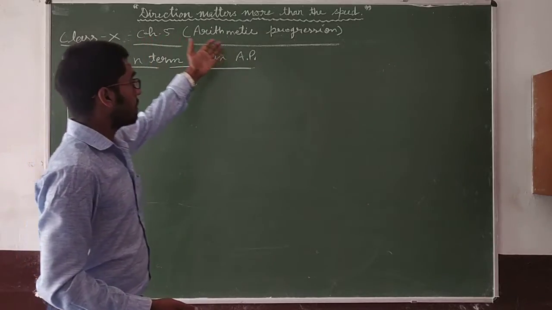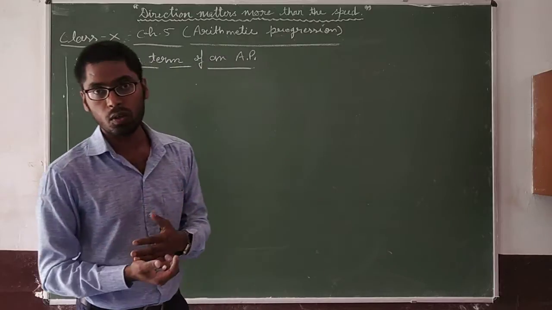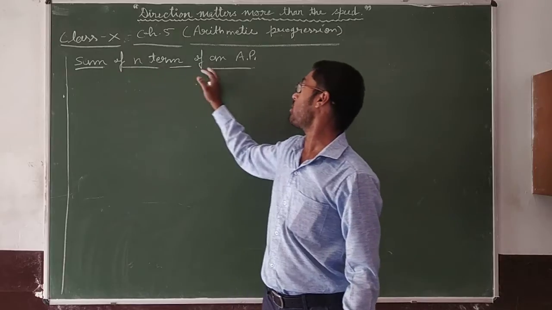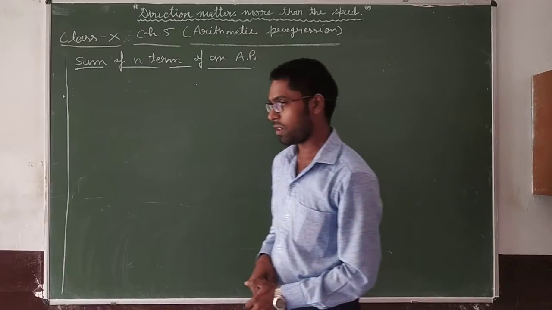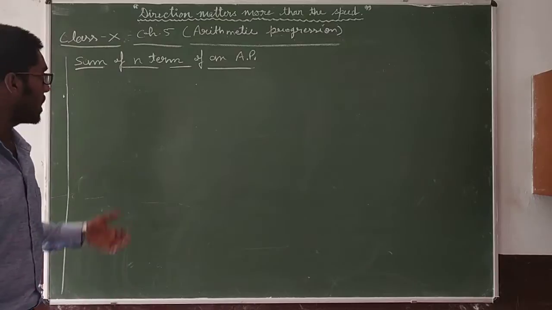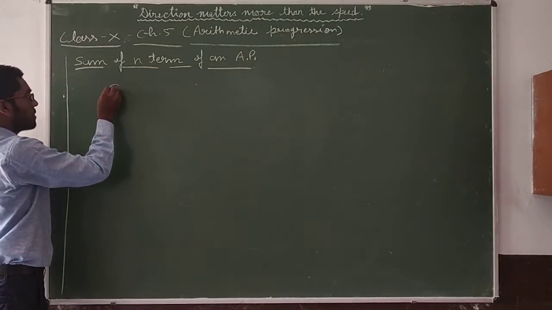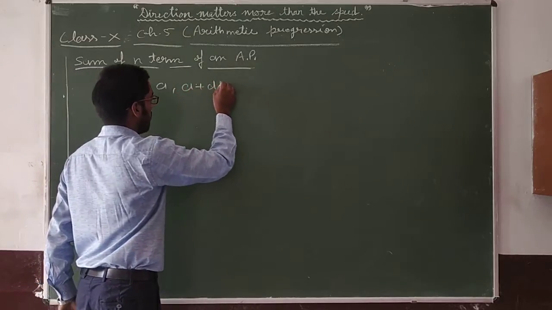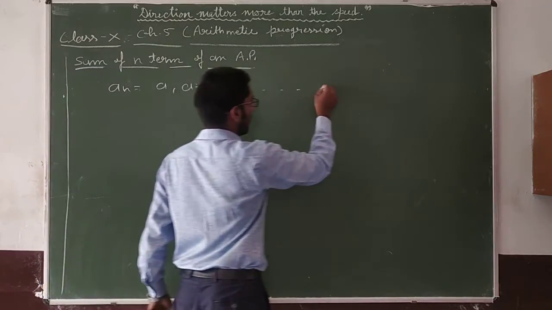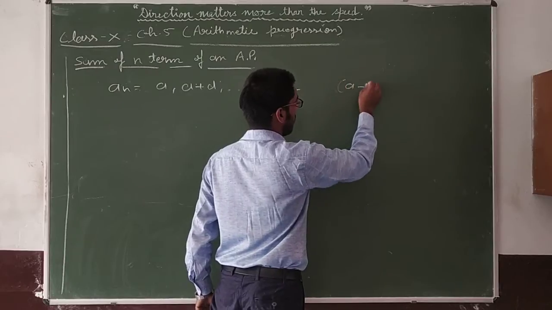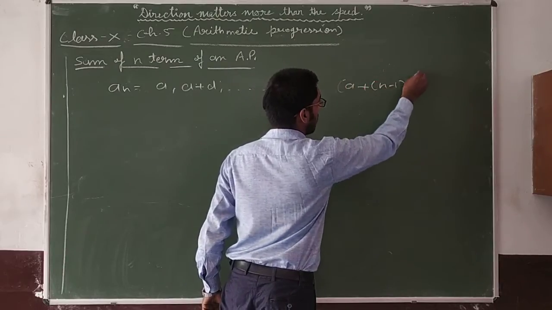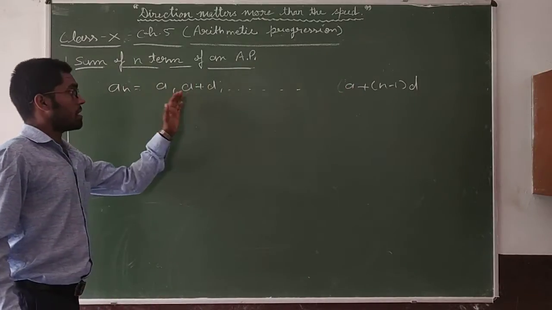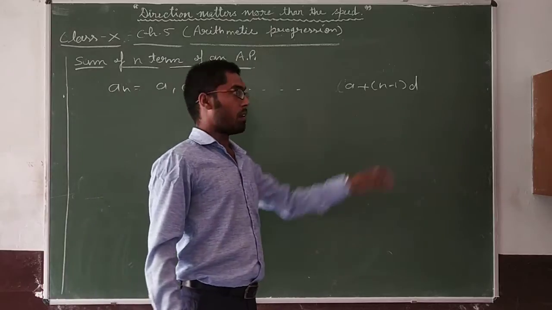Your chapter number 5, arithmetic progression, is with you. Before starting your next exercise, I will explain the formula for how you find the sum of the terms of an arithmetic progression. In the previous video I explained the nth term: an = a + (n - 1)d. This is a series where n terms are given.